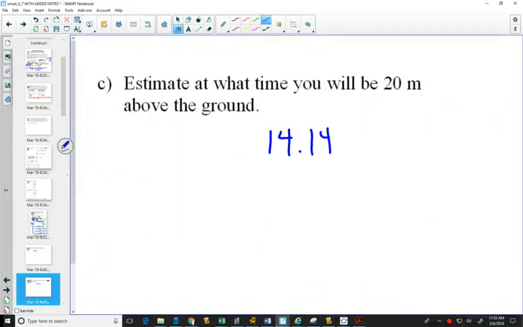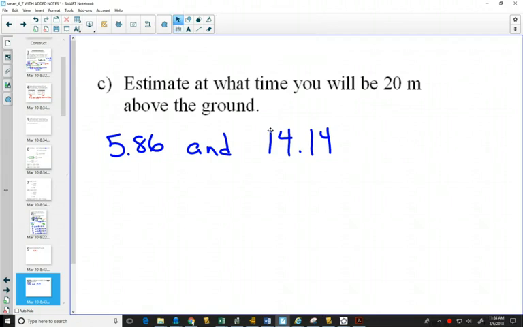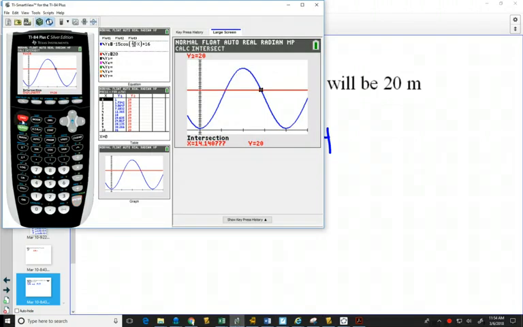So if it's 14.14 on that side, which is 0.86 away from 15, the other one would be at 5.86. You could also find the other one by doing second, calculate, trace again, and just moving your cursor closer to that other one, 5.86.